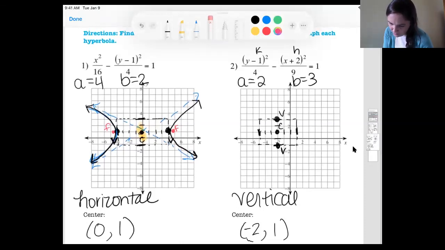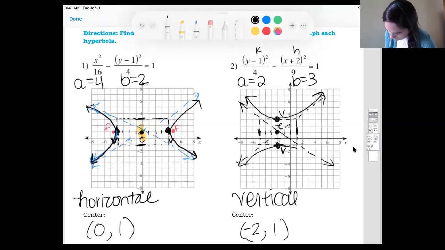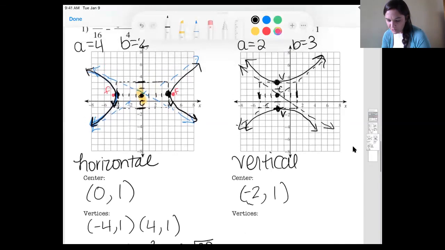All right, from there, I'm going to make my X box. Those are my asymptotes. All right, now I know my orientation, so I can swoop my branches out. And there you have it. Not as colorful and beautiful as the first one, but that's okay. All right, so now I need to name all of my points.